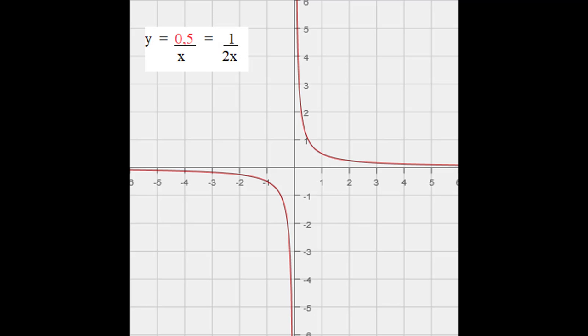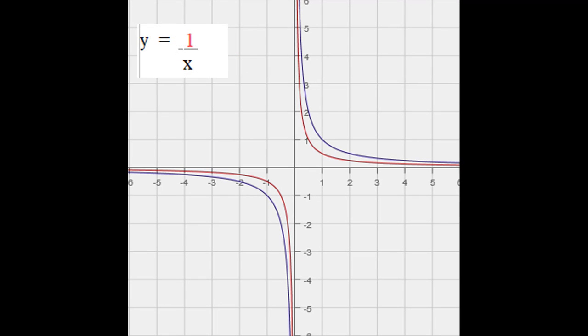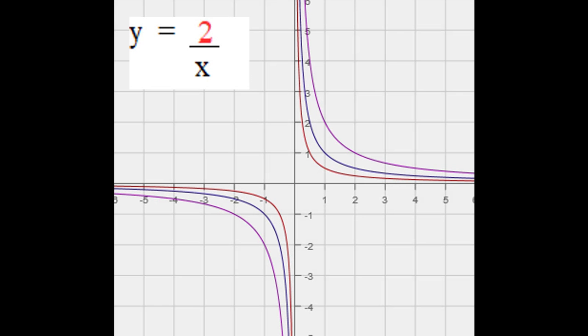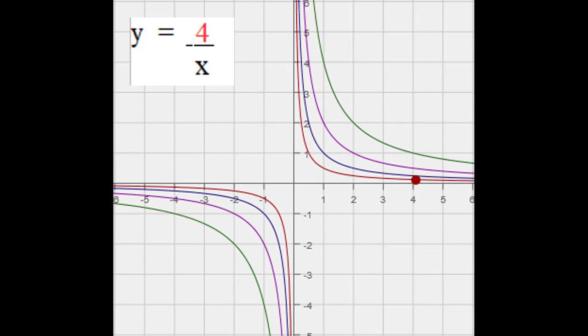If it's 1 over 2x, then it's in the first and the third quadrant. And if it's 1 over x, it starts to get wider away from the axes. Y equals 2 over x, even further away. And y equals 4 over x, even further away.